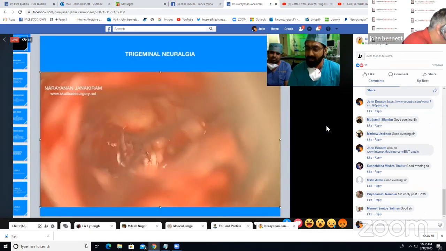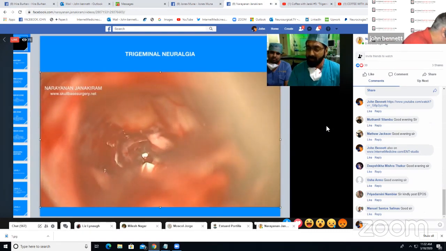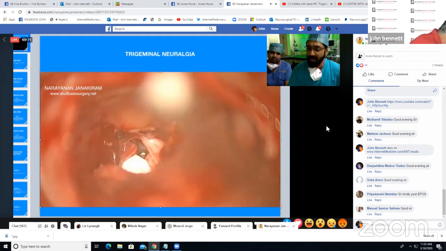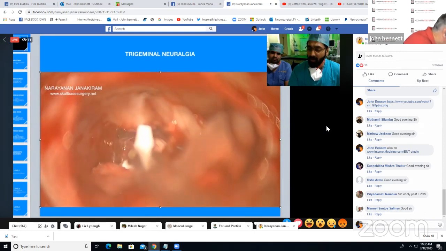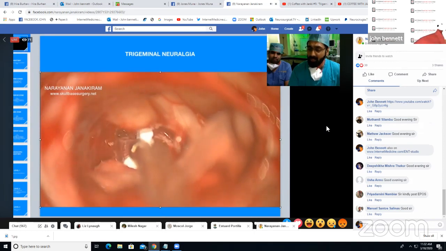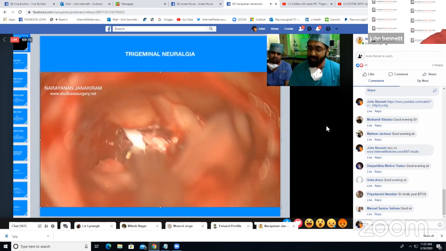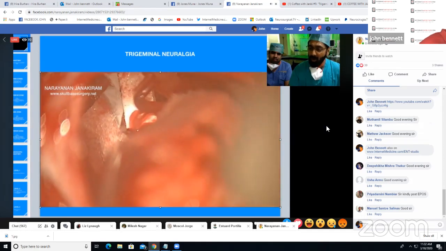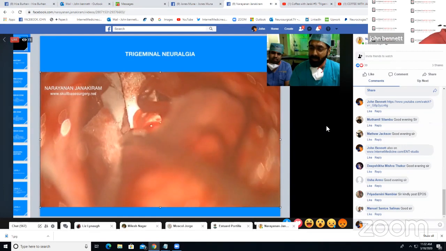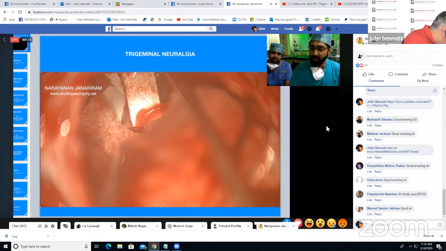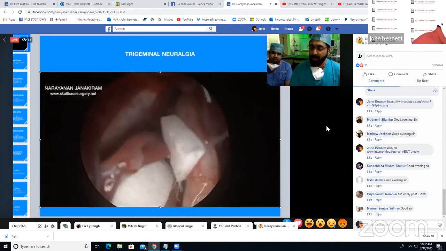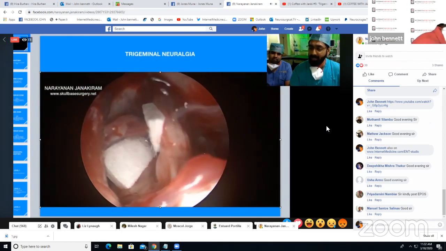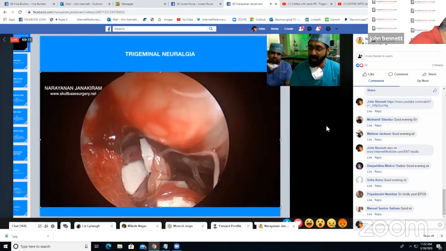You can see that vessel very clearly. I'm now trying to release that vessel. So using the endoscope and the microscope, now you see it's completely released. And now I'll place a Teflon between the SCA, that is the superior cerebellar artery, and the trigeminal nerve. You see how nicely it is sitting there. Wonderful. That's a complete separation. And this morning, the patient was completely relieved of the headache, the facial pain. Completely.